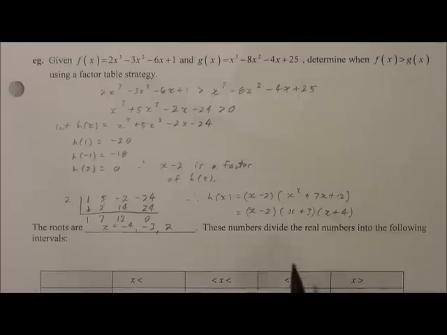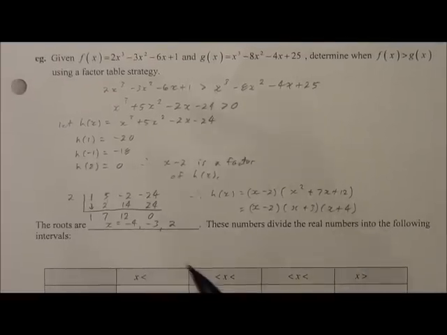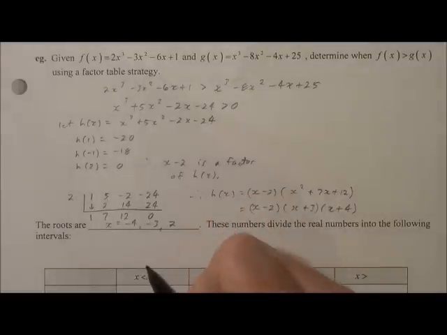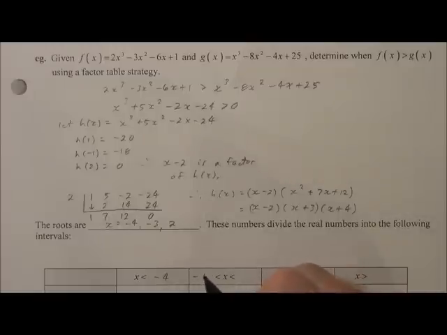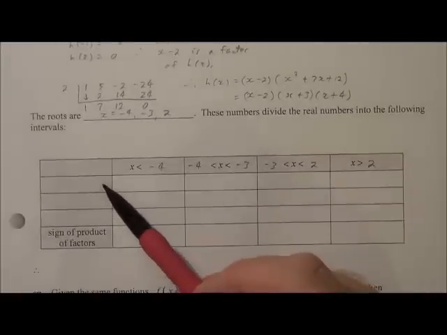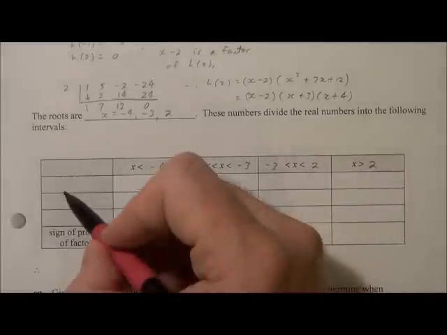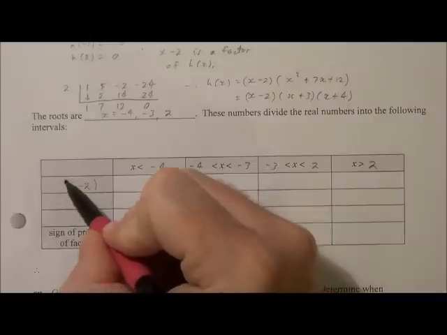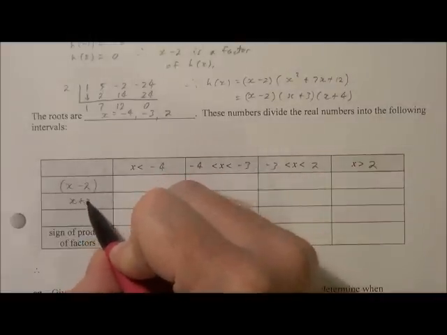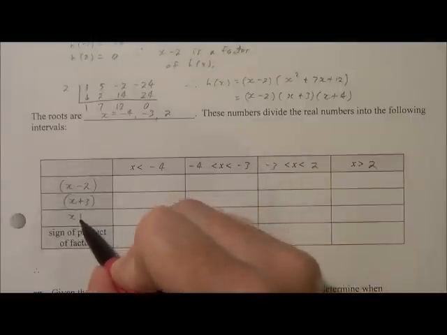Okay, so the number line, these numbers, of course, divide the real numbers into the intervals x less than negative 4, negative 4 less than x less than negative 3, negative 3 less than x less than 2, and x greater than 2. And so now in this table, I'm going to put the factors along the side here. So I'm going to have x minus 2, x plus 3, and x plus 4.